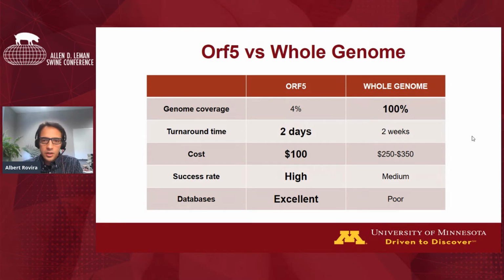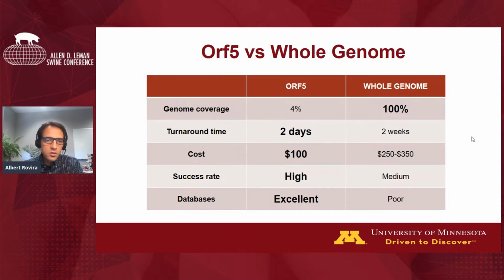That is very good. Whole genome sequencing, we're doing 2 weeks. Sometimes it gets more complicated and it gets delayed, but we're doing about 2 weeks. So there definitely OR5 wins. For cost, $100 for OR5 sequencing, between $250 and $350 for whole genome. So there, OR5 sequencing will win as well.